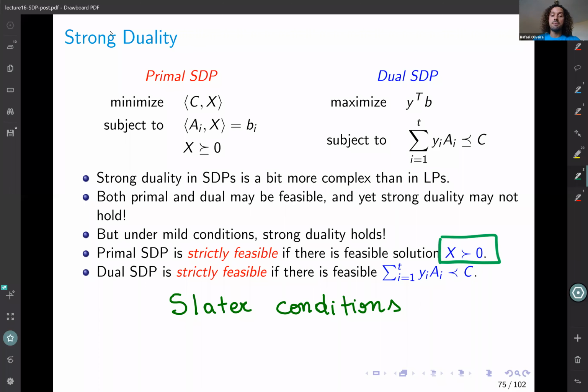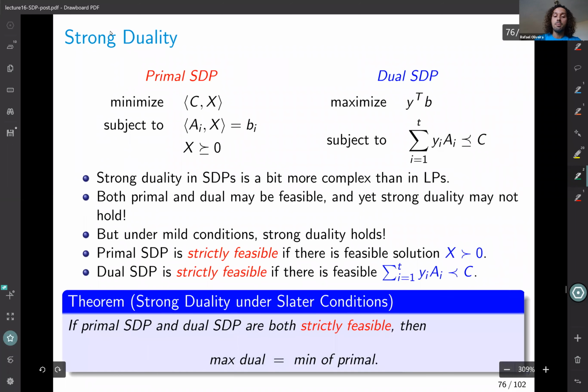And the dual is strictly feasible if and only if there is a feasible solution Y such that sum of YI AI is strictly less than C in positive semi-definite order. Okay, so these are known as Slater conditions. And a theorem is that if you have the Slater conditions, which means that the primal and dual are both strictly feasible, then the maximum of the dual is equal to the minimum of the primal. Okay.